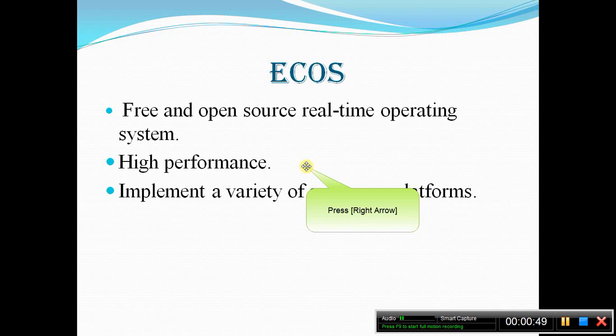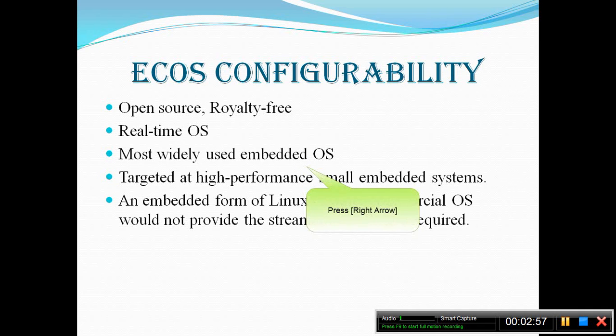So the eCos software has been implemented on a wide variety of processor platforms like Intel IA32, PowerPC, SPARC, ARM and etc. Next, let us see the eCos configurability. An embedded OS that is flexible enough to be used in a wide variety of embedded applications and on a wide variety of embedded platforms must provide more functionality than will be needed for any particular application and platform.